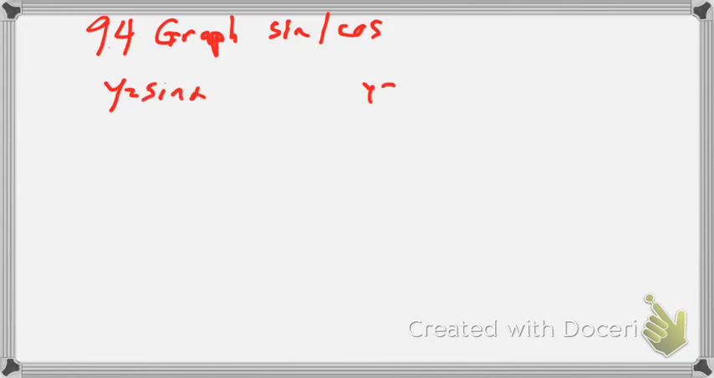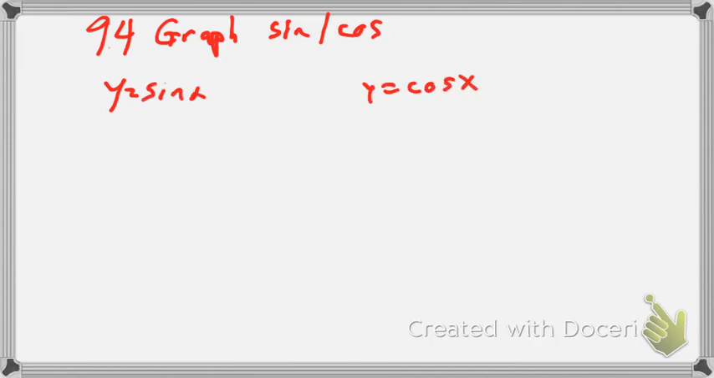Alright, so this is 9.4. This is the last section in Chapter 9, if you're choosing to do Chapter 9. So this is how we graph sine and cosine. What I'm going to do is show you the parent functions for both of these things: y equals sine of x and y equals cosine of x.